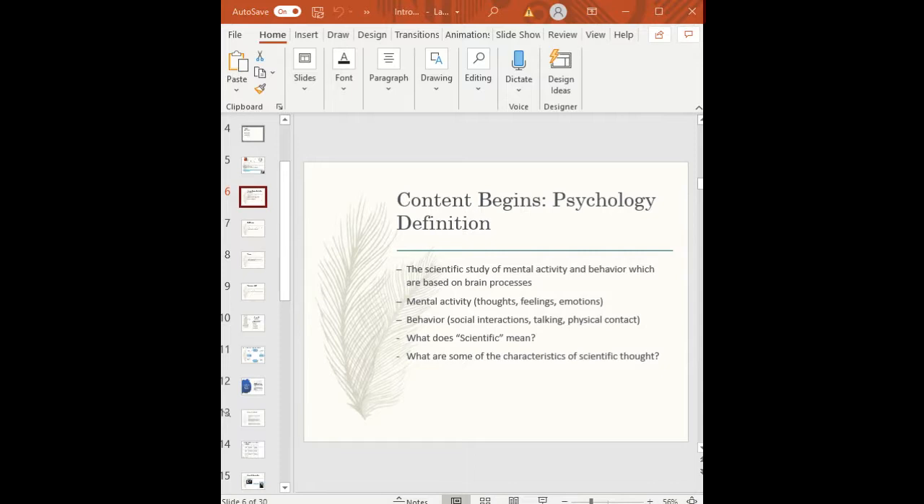It also has another part, and this is just the science. This idea of inferring mental processes from behaviors that are observed, recorded, and measured. This is this idea of science versus armchair speculation. So the science section is taking it a step further and saying we infer mental processes from behaviors that are observed, recorded, and measured. So what does scientific mean? How can we know that something is true? What are some of the characteristics of scientific thought? These are all questions that we will ask ourselves and then answer in the following slides.